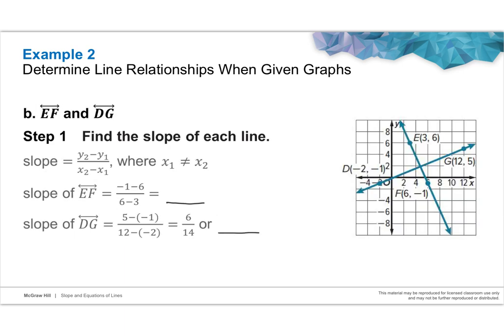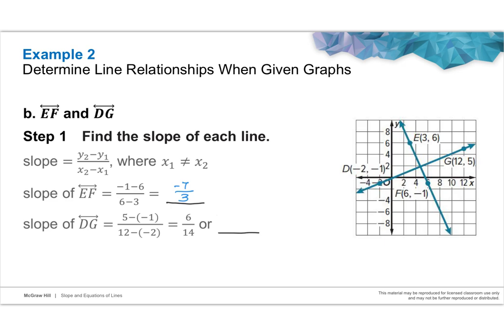For part B of example 2, we have two new lines graphed, EF and DG, and we're asked to find the slope of each of those lines. If we go ahead and find the difference of our y coordinates for E and F, we will take -1 minus 6, and that is going to be divided by 6 minus 3. Or if we do that arithmetic, we get -7/3.